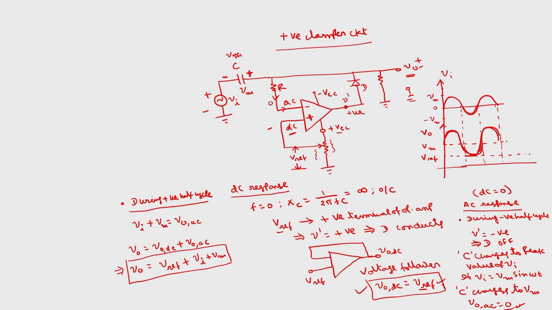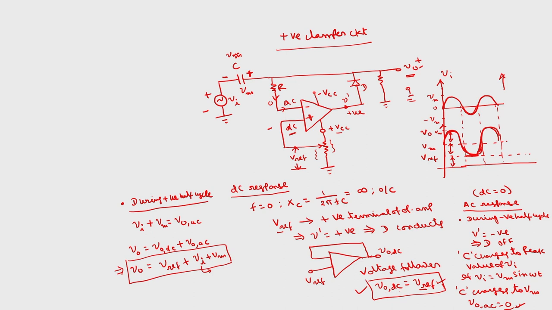So you can see here that during the positive half cycle, this is V naught, this is Vm, this is Vm, this is V reference. So this is V reference, this is Vm, this is another Vm, total 2Vm plus V reference. This Vi also becomes Vm, and during negative this is V reference. This is how this entire waveform will be clamped in the positive direction with respect to V reference.